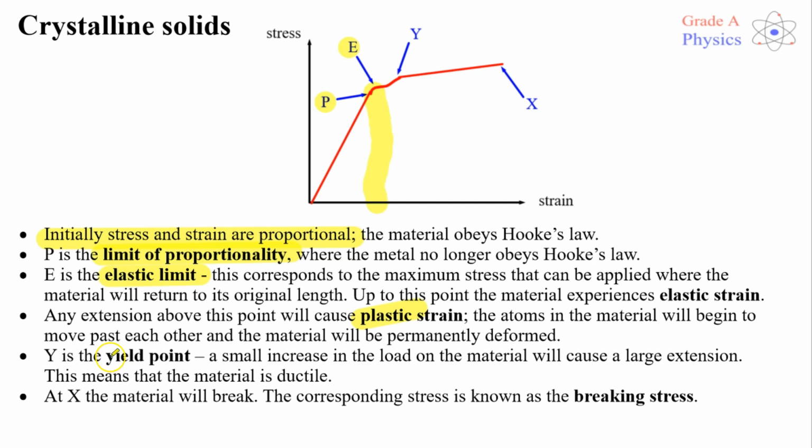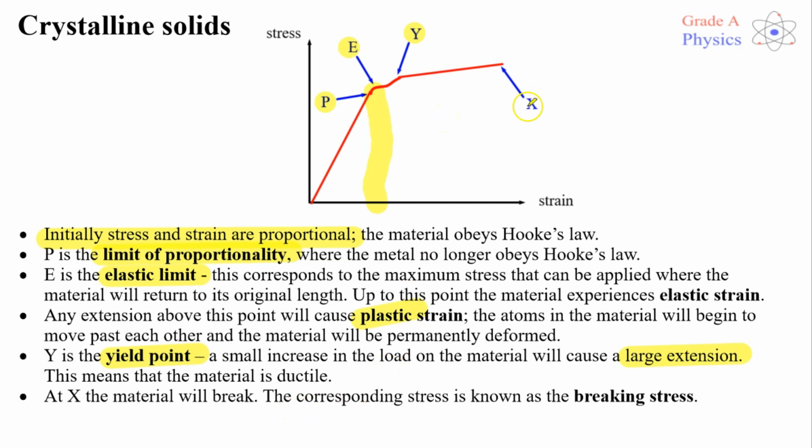Okay, then we also have the yield point. We don't need to know why we have this. We just need to be able to recognize this as a separate point on the stress strain graph. If we go beyond here, then a relatively small increase in the load or the stress will cause a very large extension. So this is why we have this very long curve to the right of this point, and this is what we understand by ductile behavior, and we'll talk a bit more about this on the next slide.